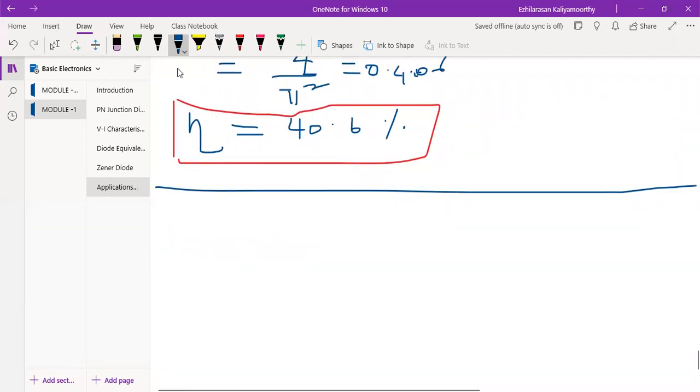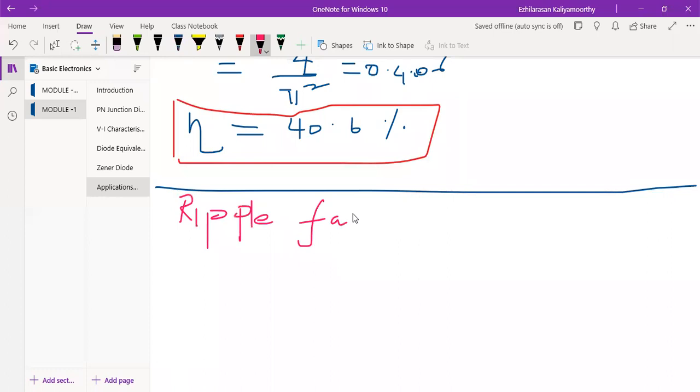Okay, let us calculate the next factor, that is the ripple factor. This is one of the very important terms in the rectifier, the ripple factor, which will be denoted as gamma. Okay, let us do the ripple factor.